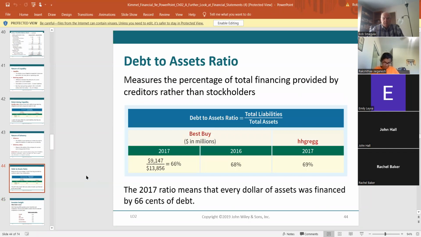So let's take a look here. Debt to assets ratio. Look at the formula. Total liabilities divided by total assets. 9147 divided by 13,856. Best Buy is 66 and 68, which is a little bit better than H.H. Gregg. That ratio means that every dollar of assets was financed by 66 cents of debt. And this next slide, I think, is interesting, where they show different companies, I believe.